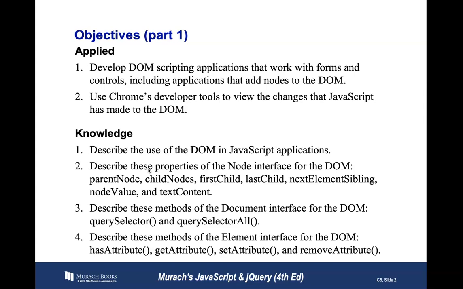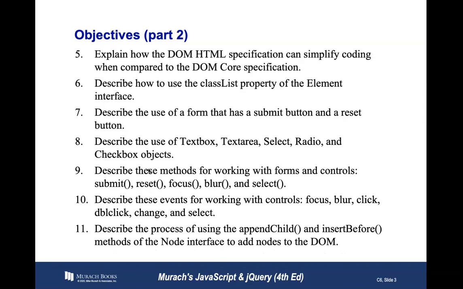You'll also need to describe the methods of the document interface for the DOM. And that includes the query selector, which we've already done, but we haven't done the query selector all yet. We've mentioned it once, but we haven't done it in an application yet. Also, you'll need to describe the methods of the element interface for the DOM, which means has attribute, get attribute, set attribute, and remove attribute. Now, for you to know that, you have to know the word attribute, which is anything that has an assignment inside an HTML tag. So when you say something like image source equals, the source is the attribute.